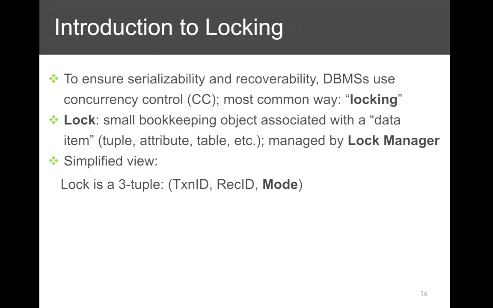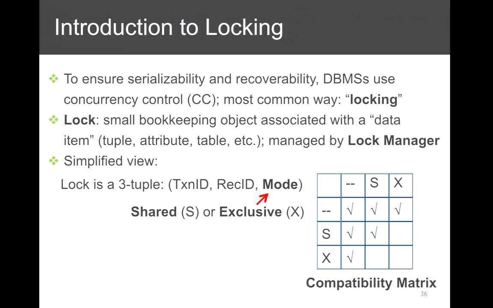For simplicity, let's just assume that a lock is a 3-tuple, which contains the transaction ID, the record ID, so we are only allowing tuple level, and then what is called a mode. The mode tells you whether the transaction is reading that particular object in a shared mode or exclusive mode. What is the motivation for this? If you have multiple transactions accessing the same object, you cannot allow them to write to the same object simultaneously. But if both of them are reading the same object, you can allow both of them to read it concurrently. That's called the compatibility matrix of the modes.